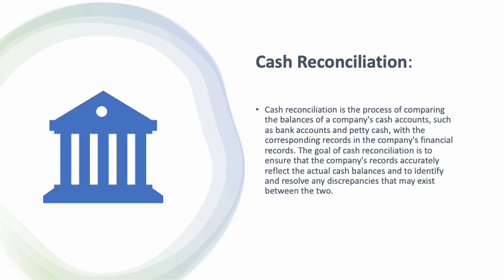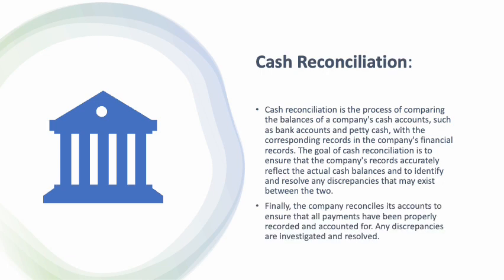Next step of O2C is cash reconciliation. Cash reconciliation is the process of comparing the balances of the company's cash accounts, such as bank accounts and petty cash, with the corresponding records in the company's financial records. The goal of cash reconciliation is to ensure that the company's records accurately reflect the actual cash balances and to identify and resolve any discrepancies that may exist between the two. Finally, the company reconciles its accounts to ensure that all payments have been properly recorded and accounted for. Any discrepancies are investigated and resolved.